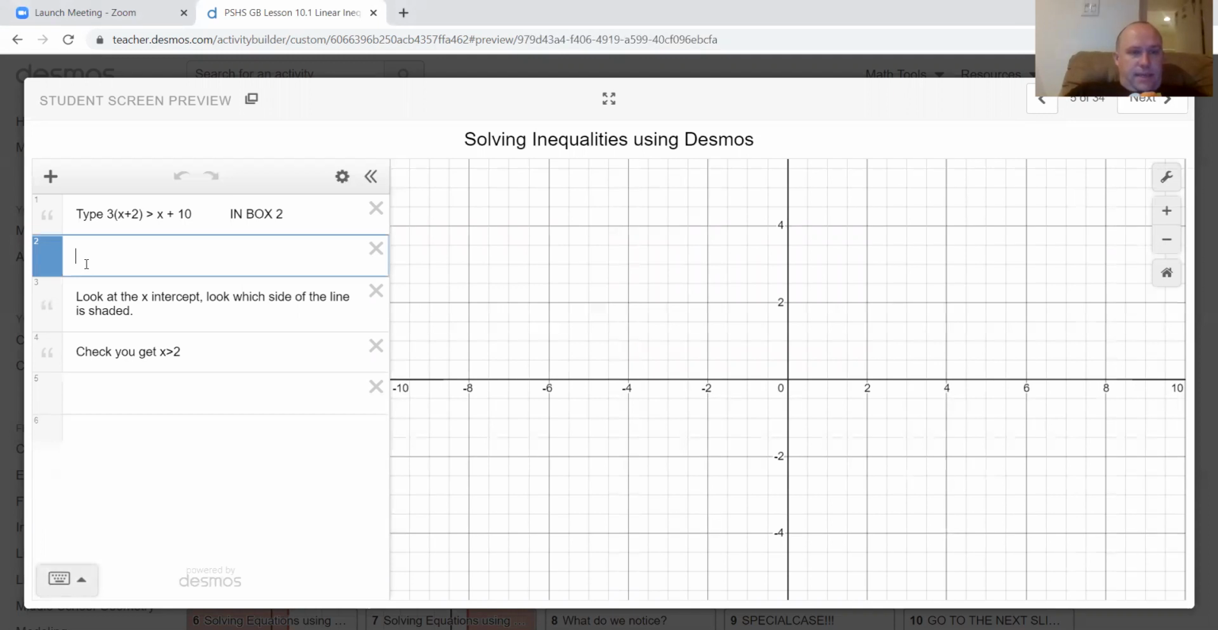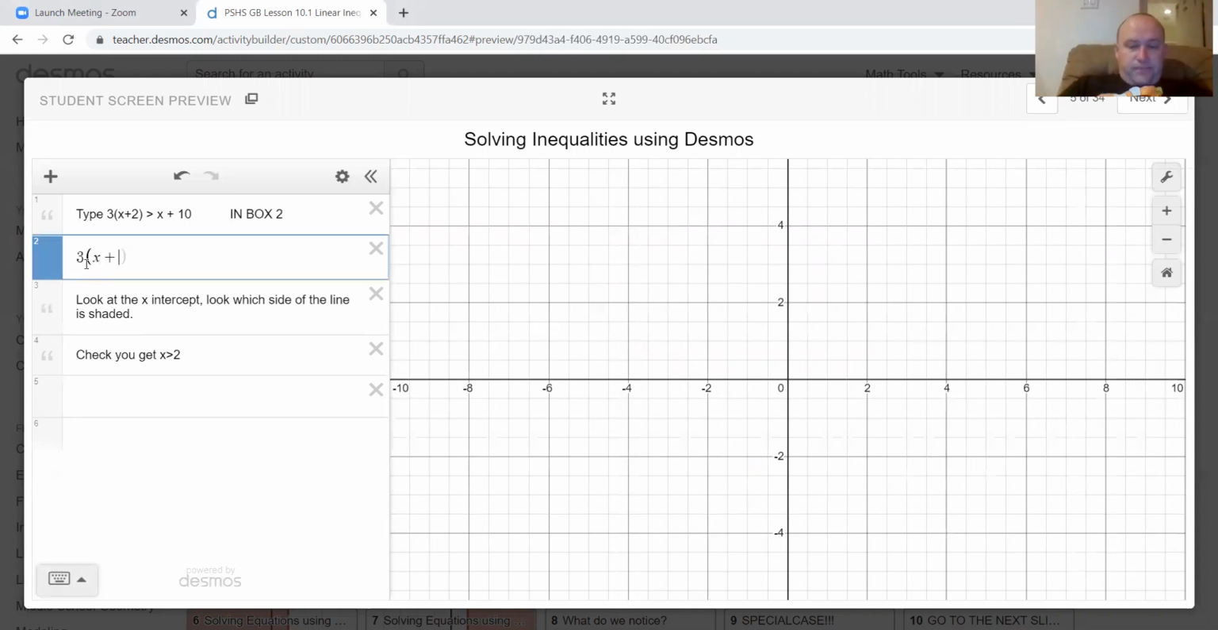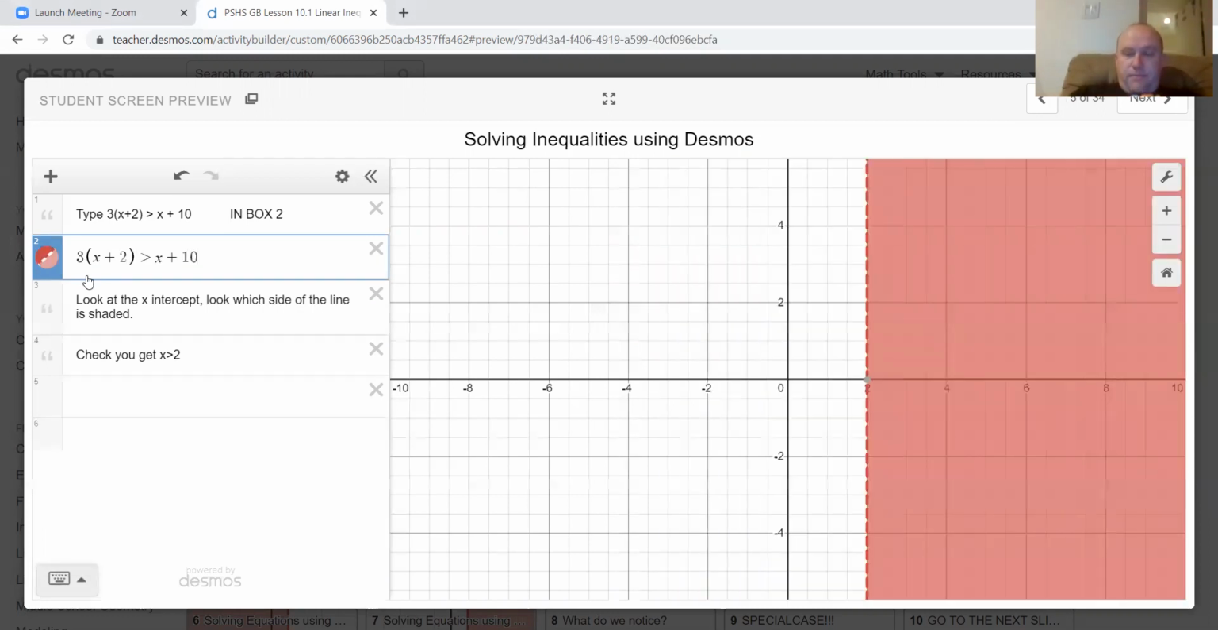Now look what happens as I actually type that into Desmos. And this time something slightly different is going to happen. x plus 10. So notice it still goes through the 2, but there's a couple of extra things that happened here. One is instead of having a solid line here, we have a dotted line here. Now, there are certain questions that will have a solid line, but for questions that are greater than or less than, they will actually draw a dotted line for you. And notice the right of the picture is actually shaded for this one.